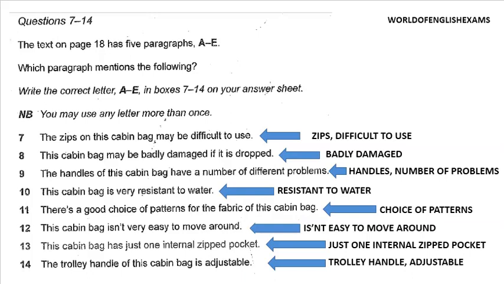Okay, wonderful. Then the next one, this cabin bag may be badly damaged if it is dropped. Here the keywords are badly damaged and dropped. Badly damaged indicates that this bag needs to be used very carefully. So even if it is dropped, it would be damaged and of course unusable. Then next one, the handles of this cabin bag have a number of different problems. Here the keywords are handles, number of different problems. That means it is very difficult to operate the handles, to use the handles.